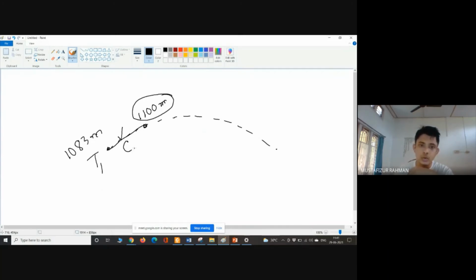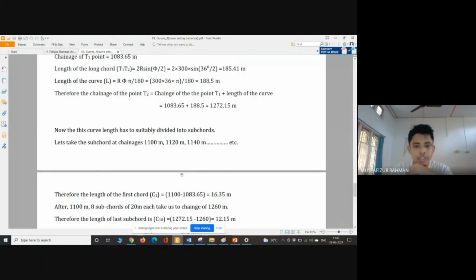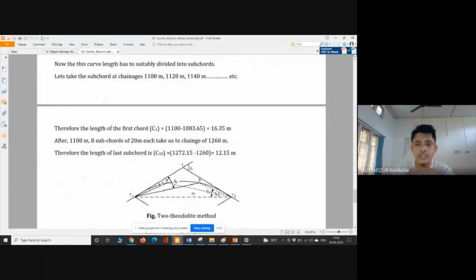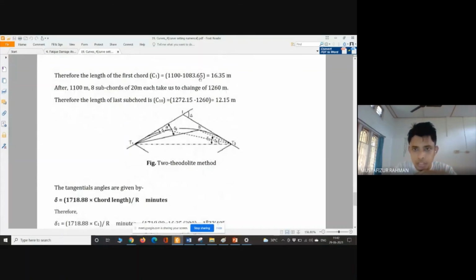This is the first chord length. Then we will go 20 meter, 20 meter, 20 meter, 20 meter, like this. And the final value we will see whatever is remaining. So coming back, the first value C1 is 1100 minus 1083.65 meter. So we got this first chord length.